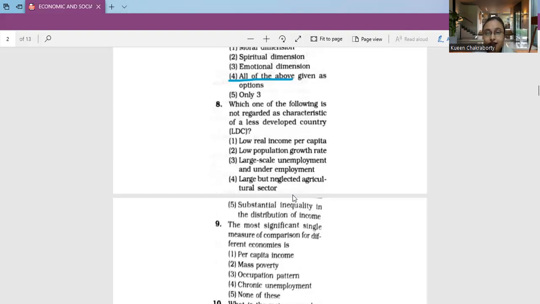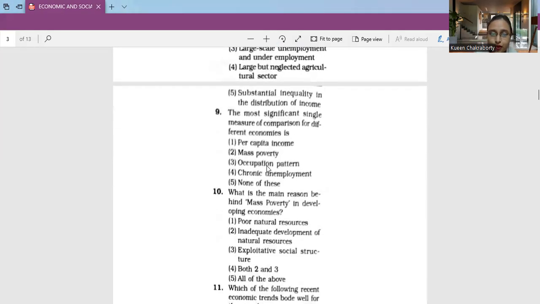because only in such cases we consider them as advanced economies, right, or better developed countries. So the problem with less developed country is not low population growth rate. That is not a part of less developed country. It is always a part of better developed countries, or we can say advanced economies, right? So options 1, 3, 4, and 5 are all parts of less developed country, whereas only number 2, that is low population growth rate, is the part of advanced economies. So option number 2 is the one which does not suit us.